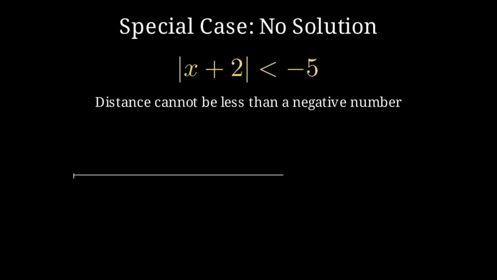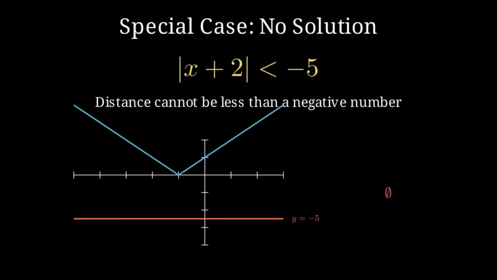Sometimes, there is no solution. Since an absolute value is always 0 or positive, it can never be less than a negative number. If you see |x - 5| < -2, you can immediately conclude the solution set is empty.